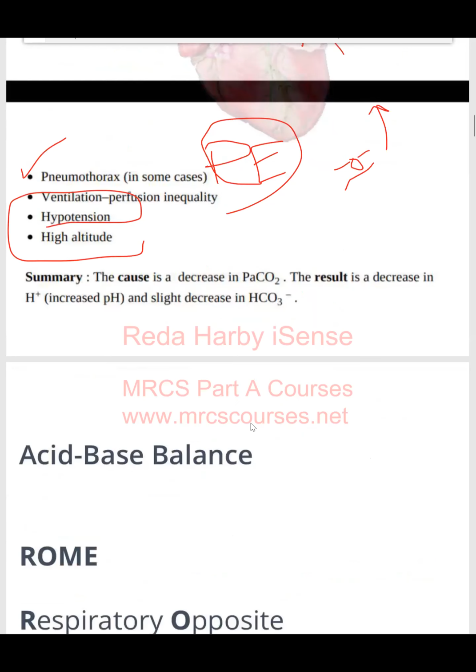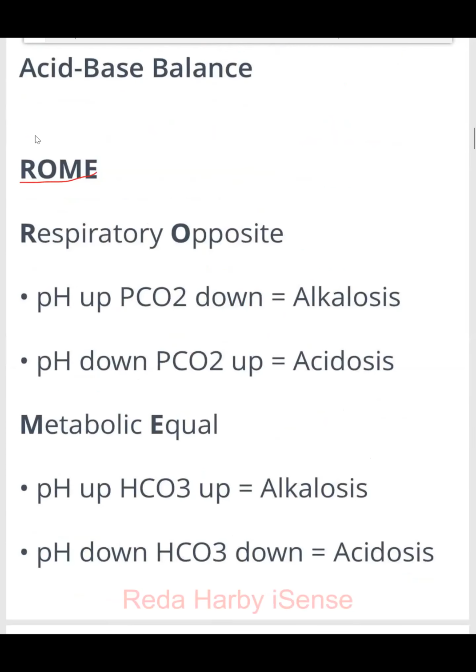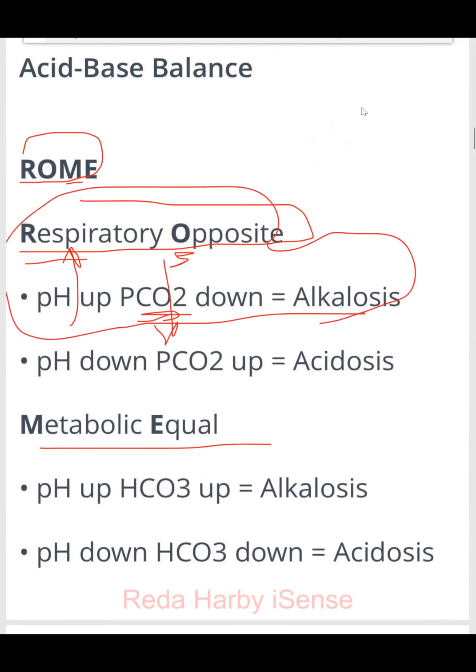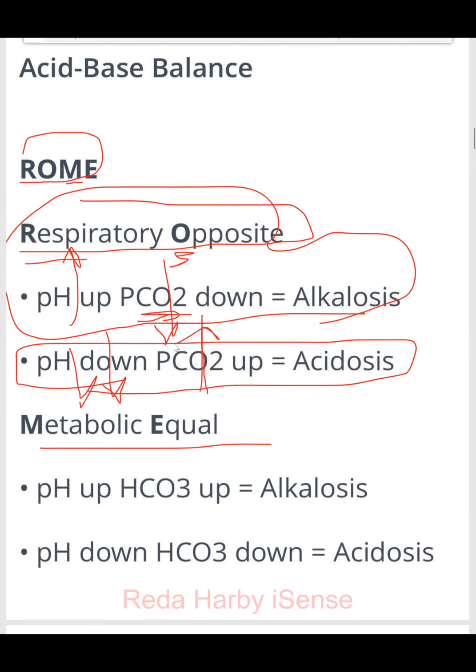Okay. We have a mnemonic here. ROME. Respiratory opposite, but metabolic equal. Respiratory means CO2. Opposite means one high and one low. So respiratory opposite, when CO2 is down, the pH will be up. Very nice. So it is respiratory alkalosis. When the pH is down, and this is a respiratory cause, the PaCO2 will be up, so it is respiratory acidosis. How? You will find pH low and PaCO2 high, so it is respiratory cause. Opposite, the pH is down, so it is acidosis.